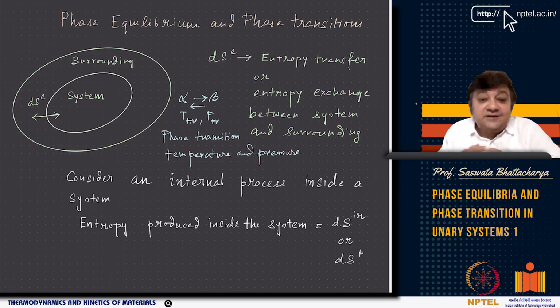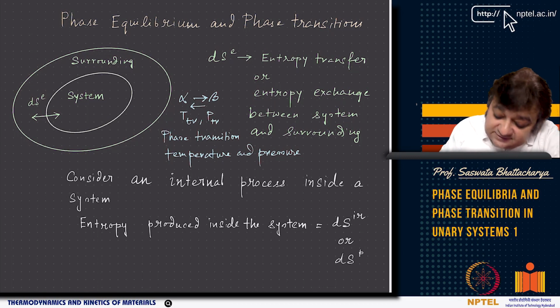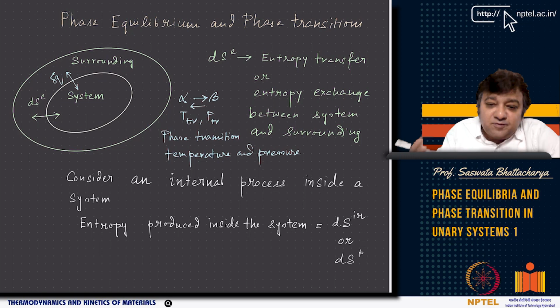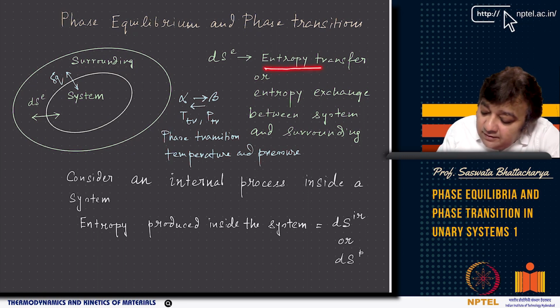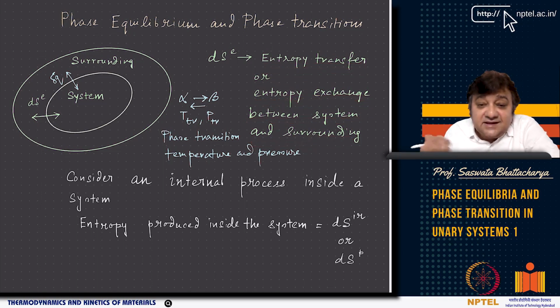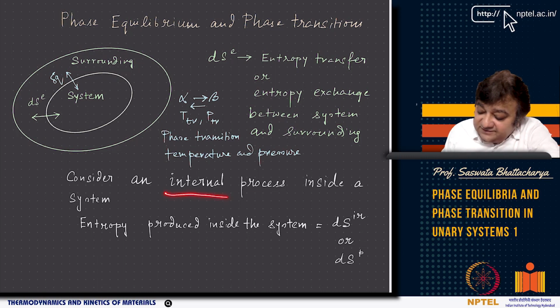Now I told you that whenever there is heat exchange between the system and the surroundings, say some delta Q is added to the system or delta Q is removed from the system, you will always have a corresponding entropy exchange, right? This is called entropy transfer or entropy exchange between system and surroundings. Now think of an internal process such as a phase transition inside a system. If this internal process is spontaneous, or natural or irreversible, then there will also be a non-zero entropy produced.